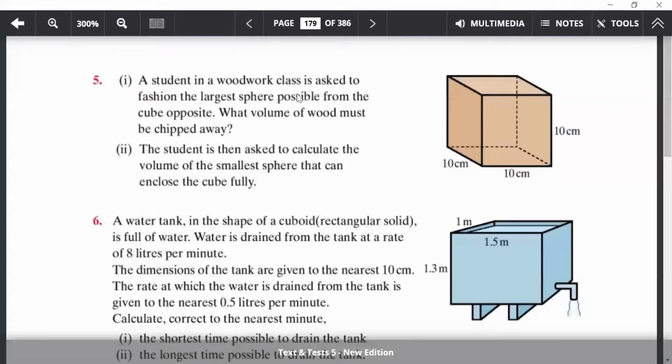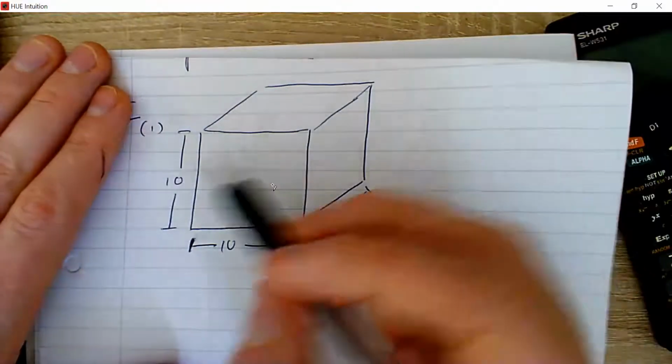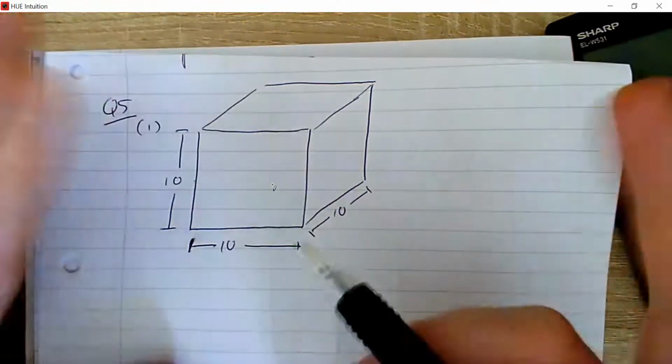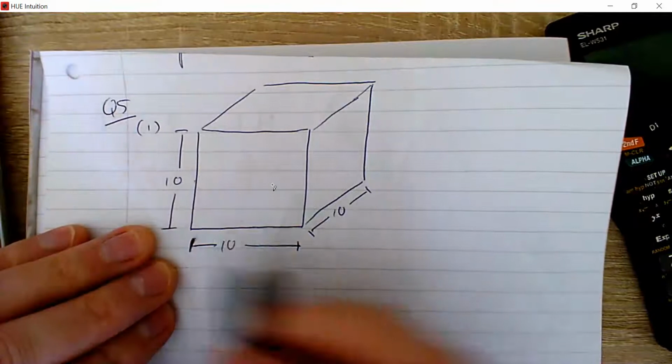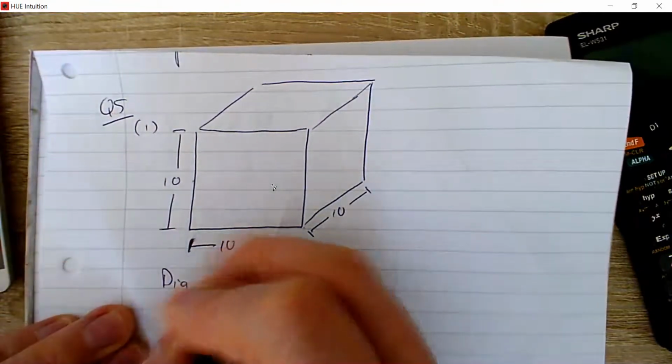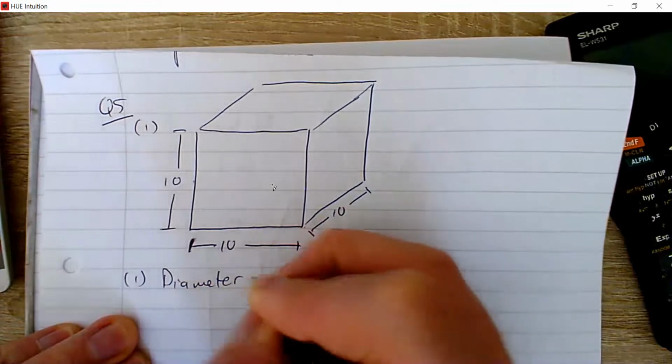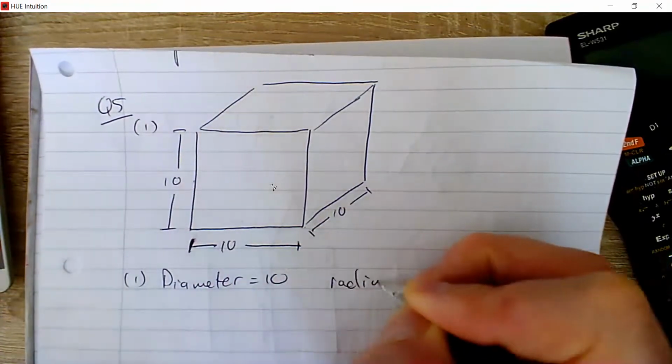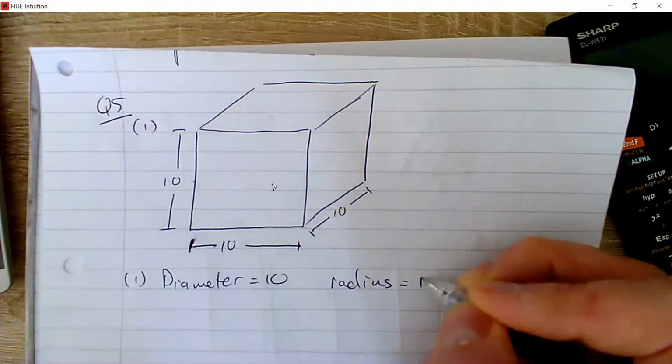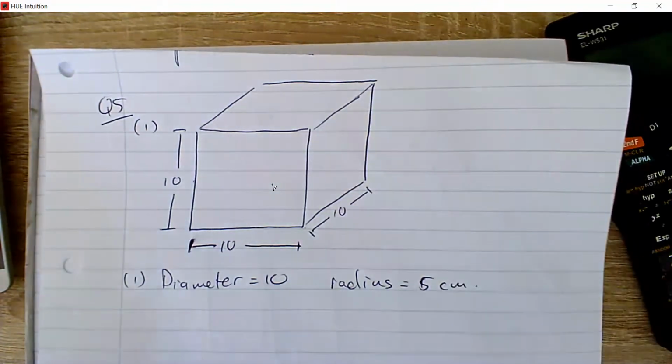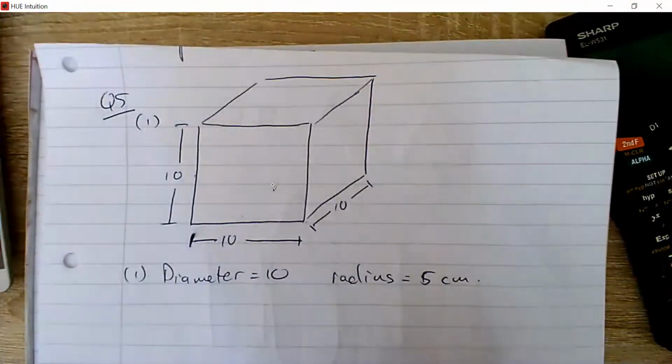Question 5 tells us a student in a woodwork class is asked to fashion the largest sphere possible from this cube. What volume of wood must be chipped away? Well, if you're trying to make the largest sphere possible, it's going to have to fit inside this cube, which means the diameter of my sphere for part 1 is going to be 10, and my radius is going to be 5 centimeters. The volume of a sphere formula is on page 10 in your log tables, so you've no excuses for not knowing it. 4/3 pi r cubed.